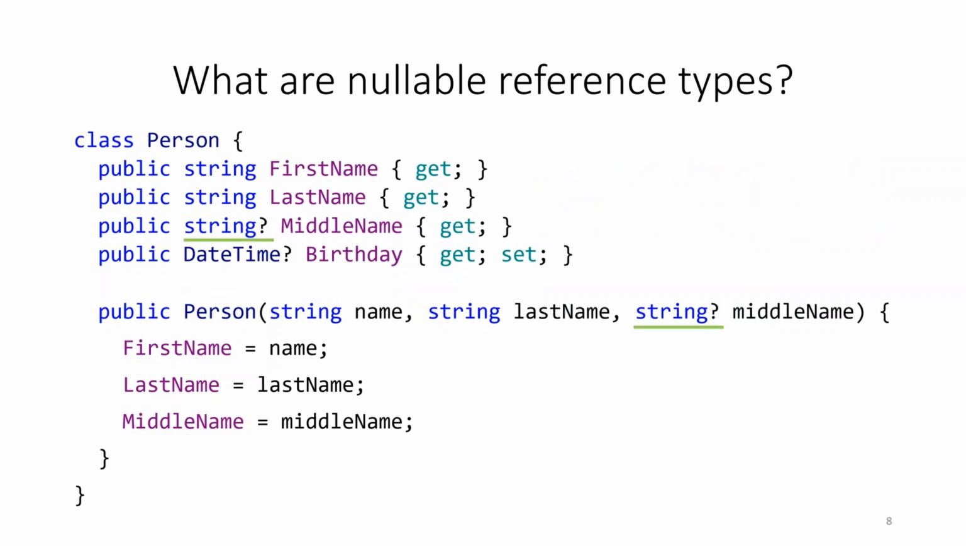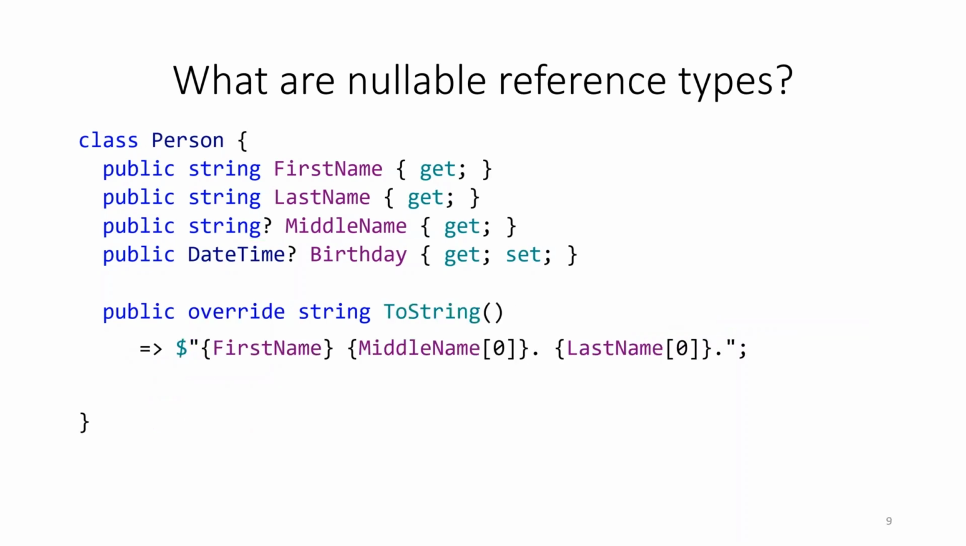And with C# 8, I now can annotate my reference types with the same syntax I use for structs, with a question mark after the type, to tell the compiler and everyone else who will be reading this code that first and last name are mandatory for any person and middle name is optional and can be set to null.